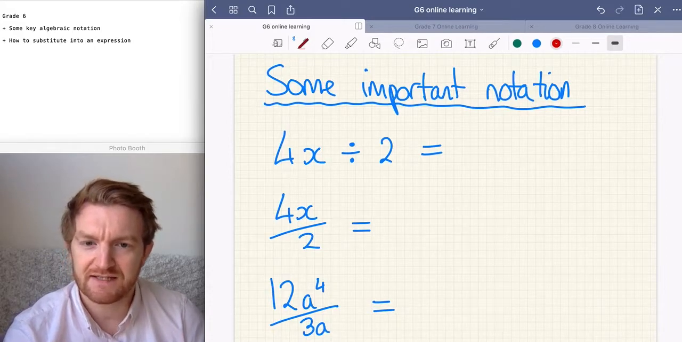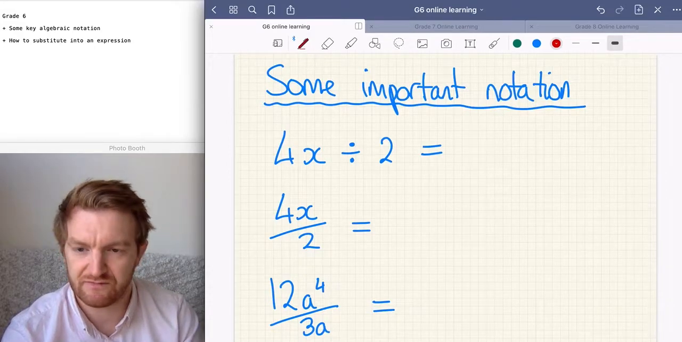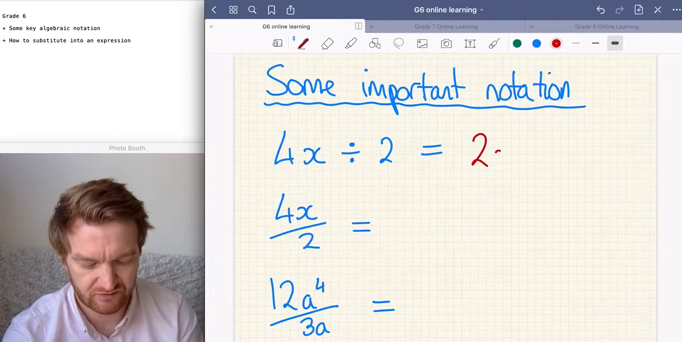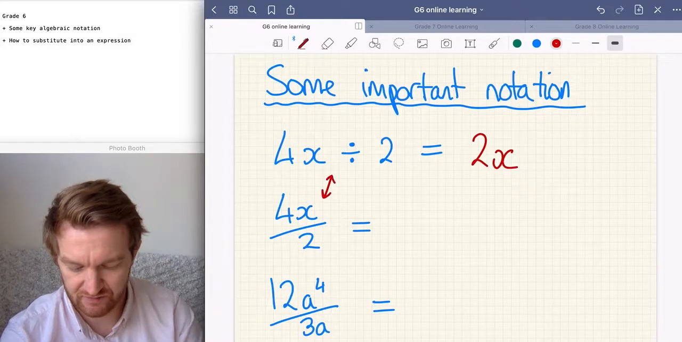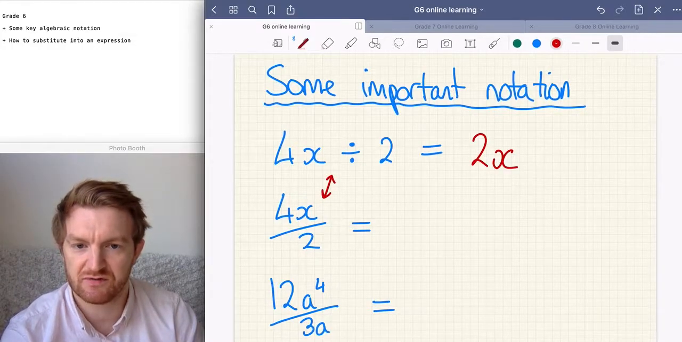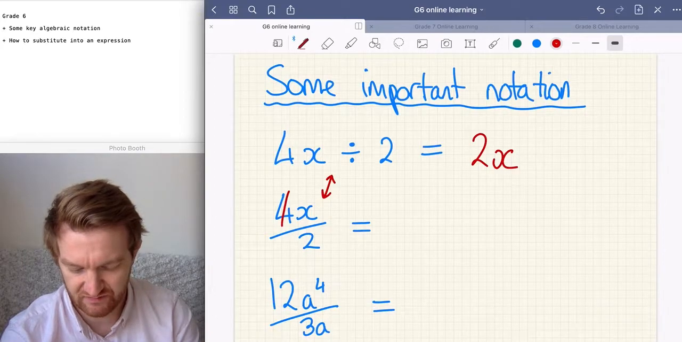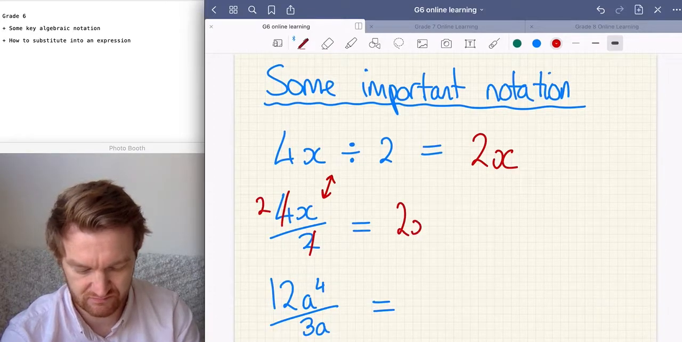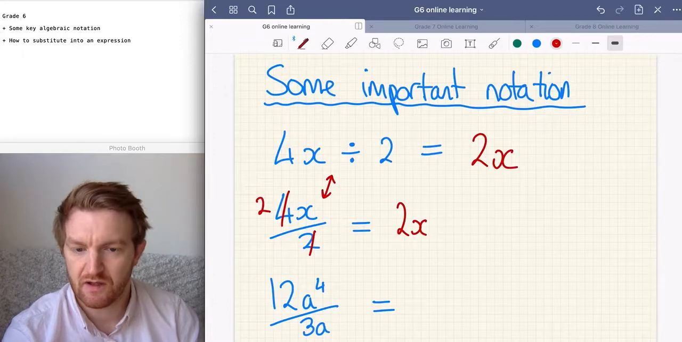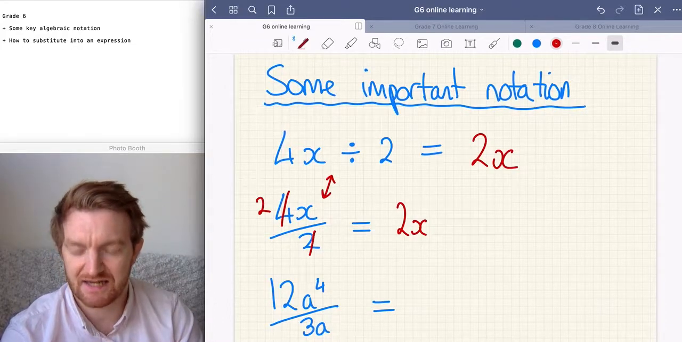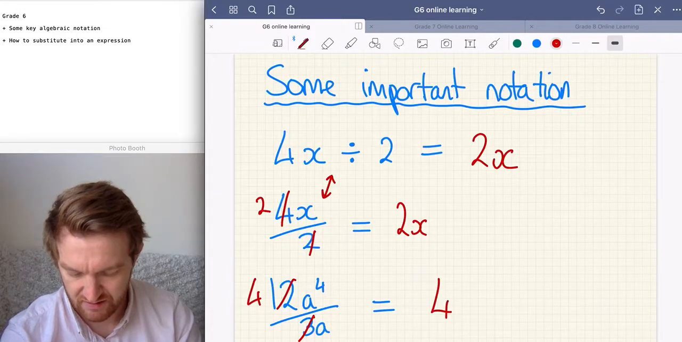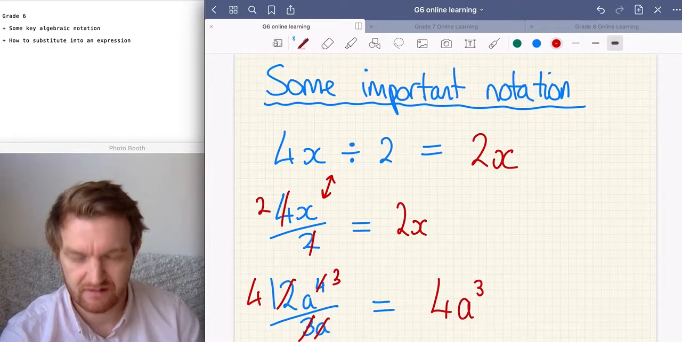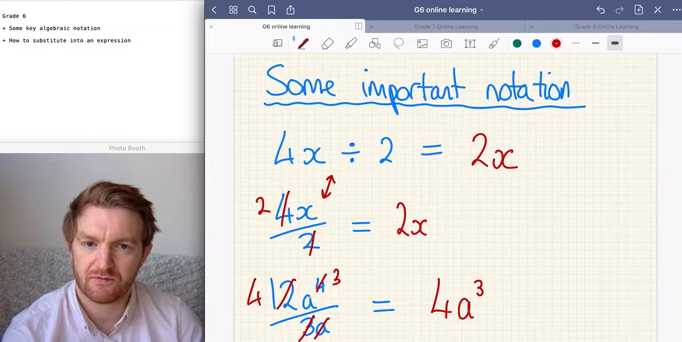If you've got 4 x's and you divide them by 2, well, 4 divided by 2 is 2. We've got 2 x's. We can write this, if we wanted to, like a fraction. 4x on the top, 2 on the bottom. 4x, 4 divided by 2 is 2. Same thing. We could also say, in the next one, we've got letters and numbers. You could say 12 divided by 3 is 4. You've got 4 A's on the top, 1 A on the bottom. You've got 3 left, like so.